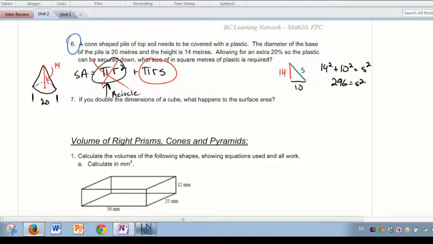Hopefully you guys see the trend that's happening here. You're going to get 17.2 is equal to the slant height. So again, the surface area is going to be pi times the radius, which is 10, not the 20 they give us for a diameter, and the slant height should be 17.2. So pi times 10 times 17.2. So I get 540.5 meters squared.